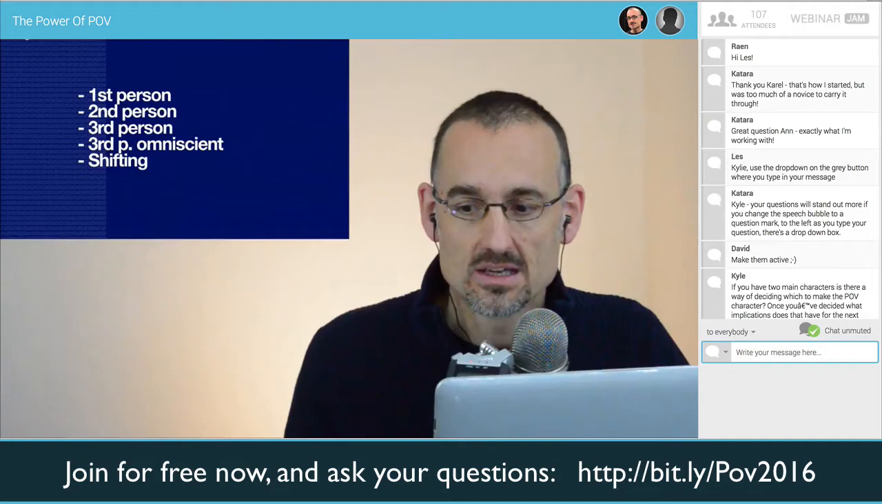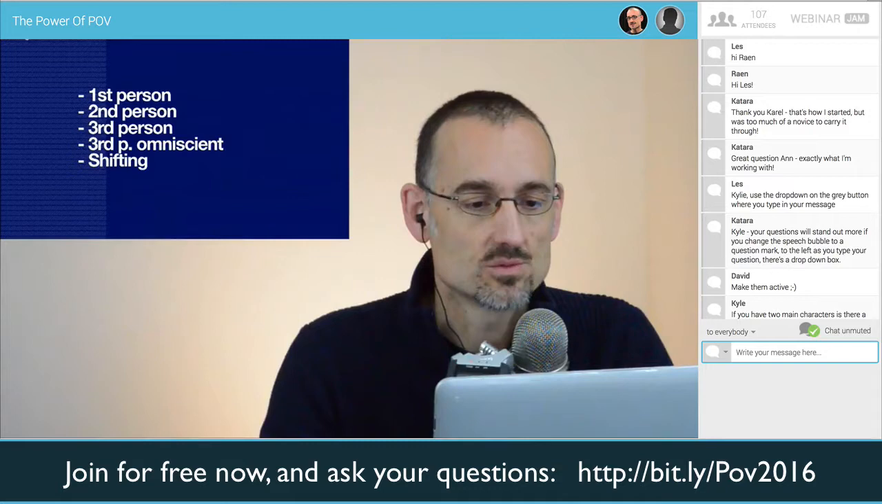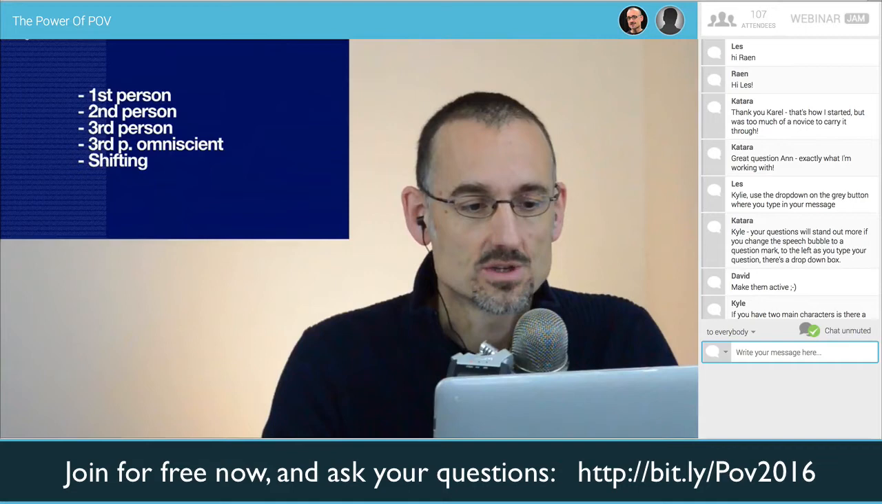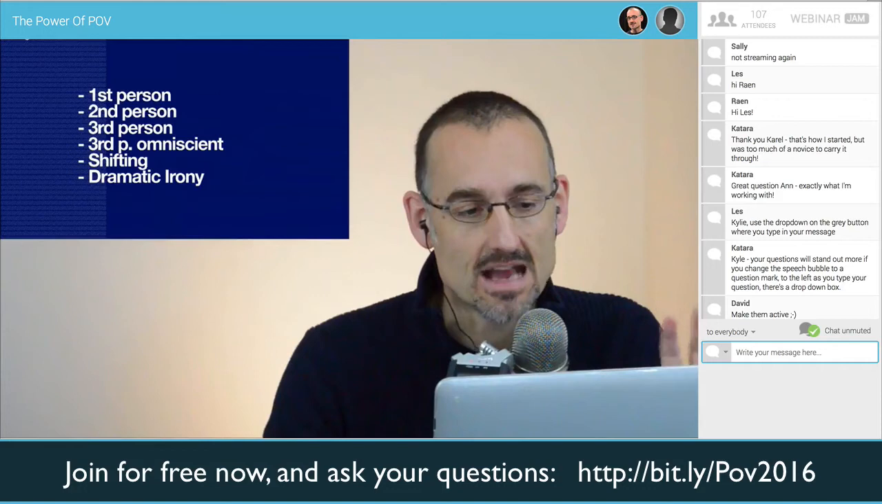So shifting point of view is the most interesting one, and we'll talk about that. And then finally, there is this really bizarre, first dramatic irony. That's an example of shifting point of view. But then finally, I call it the Kaufman point of view. Charlie Kaufman, he plays with point of view in Being John Malkovich.